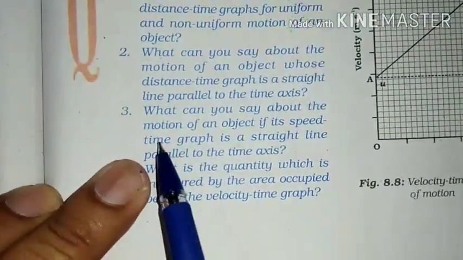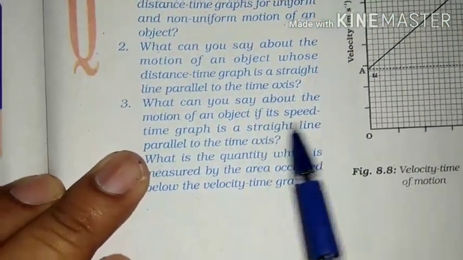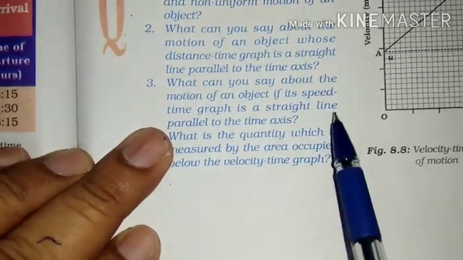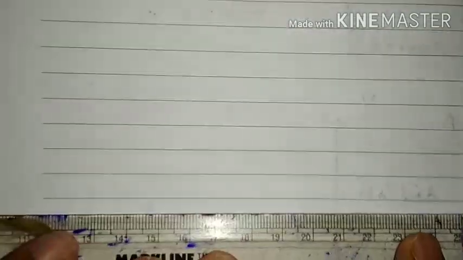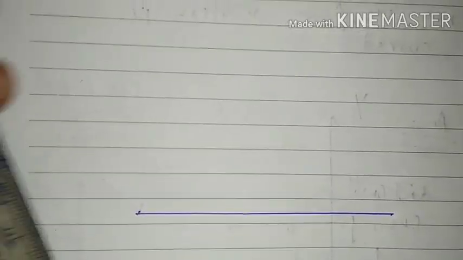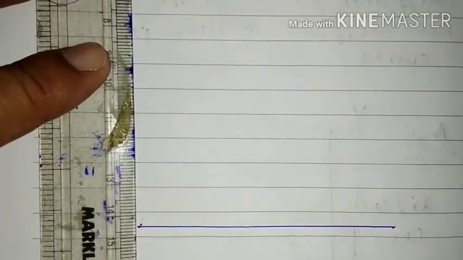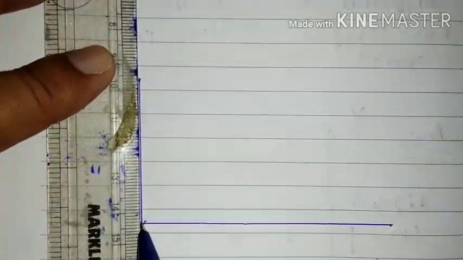Now, two questions are more. See, what will be the answer to these questions? Question number 3. What can you say about the motion of an object if its speed-time graph is a straight line parallel to the time axis? To solve such types of questions, we must draw graphs for our scientific knowledge.